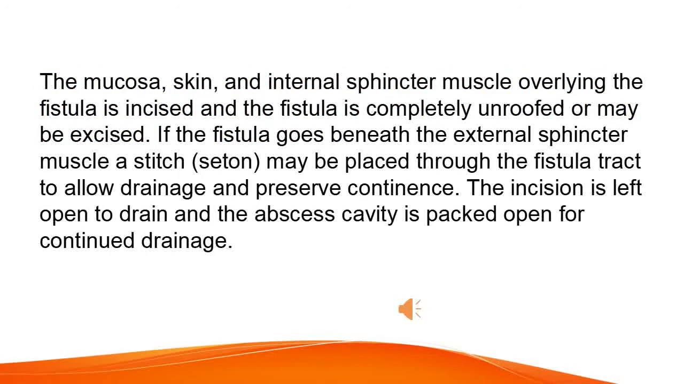The mucosa, skin, and internal sphincter muscle overlying the fistula is incised and the fistula is completely unroofed or may be excised. If the fistula goes beneath the external sphincter muscle, a stitch, seton, may be placed through the fistula tract to allow drainage and preserve continence. The incision is left open to drain and the abscess cavity is packed open for continued drainage.